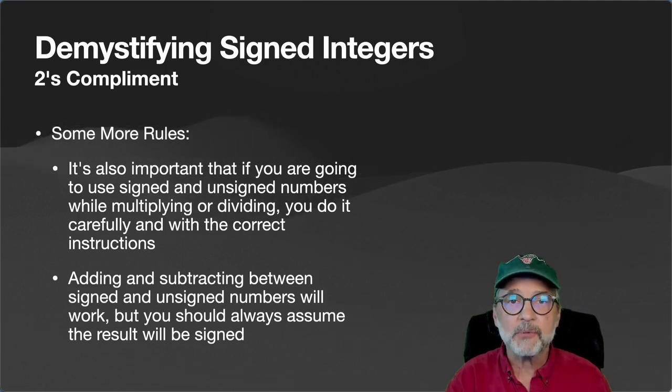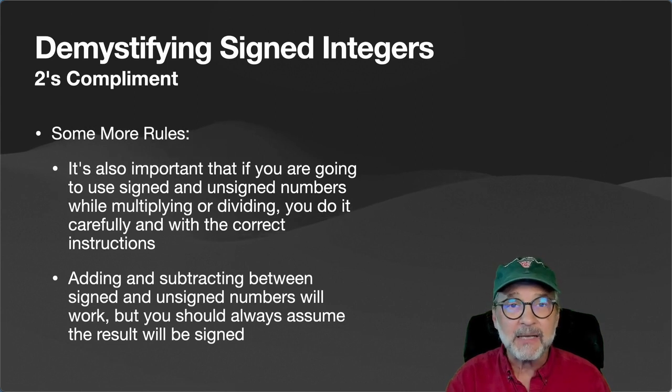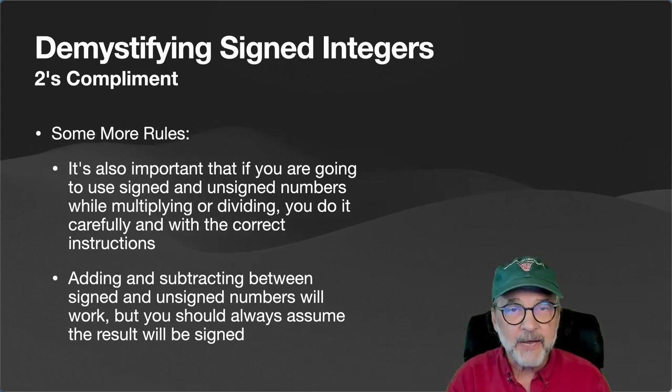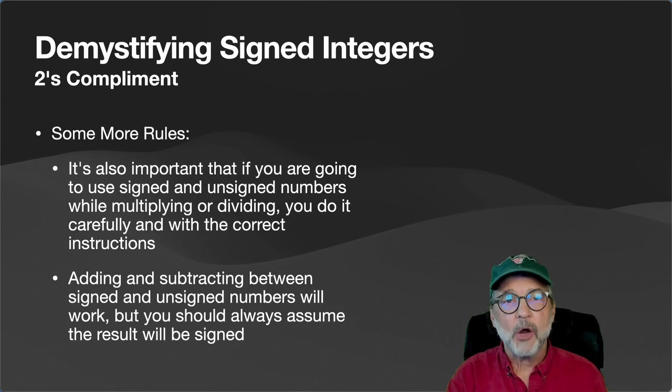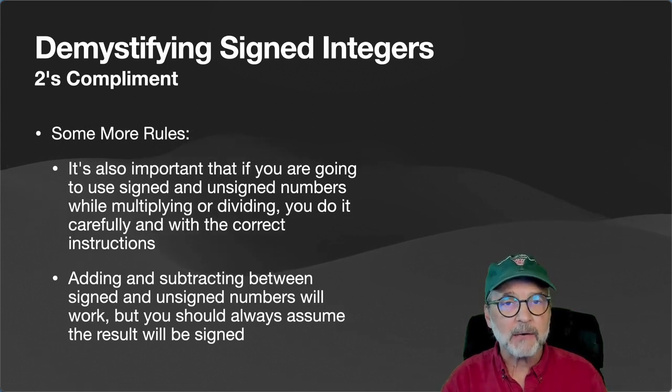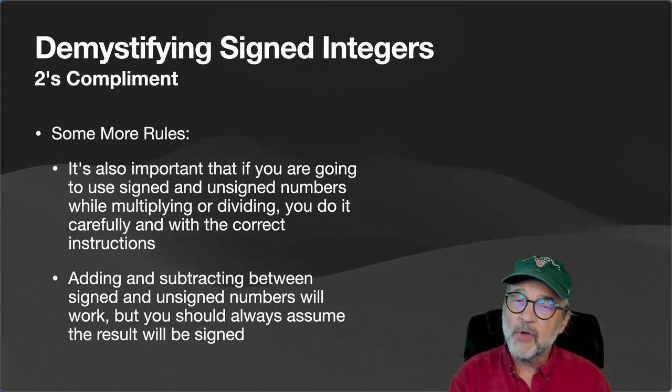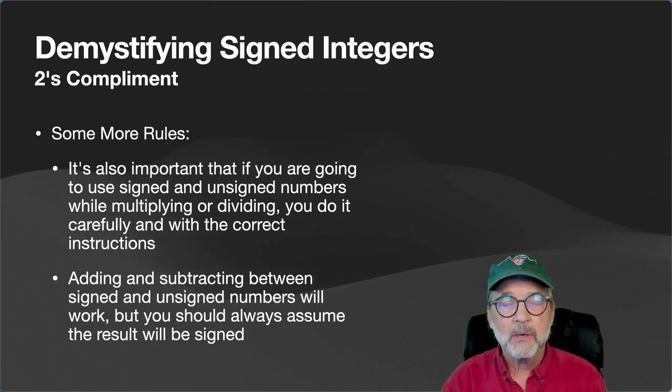If you know that all of your numbers are going to be unsigned, they're all going to be positive numbers, then you don't really have to worry about that. You just have to check the overflow and the carry flags after your mathematical operation. And if you haven't gotten there yet in the videos, take a look.